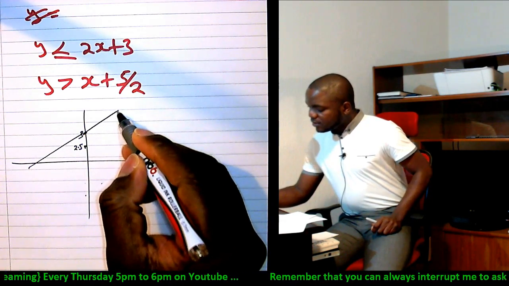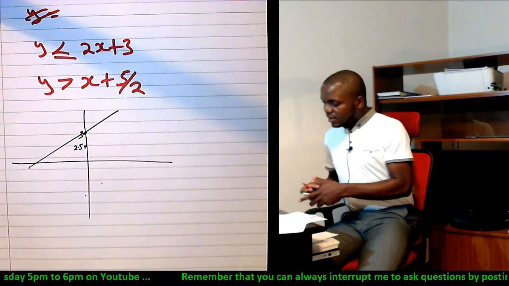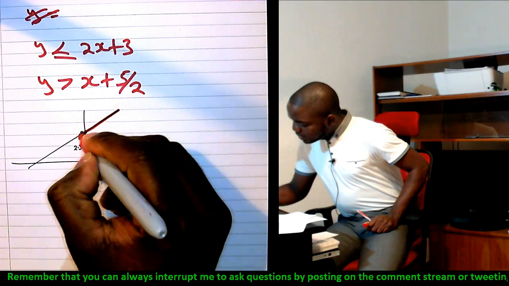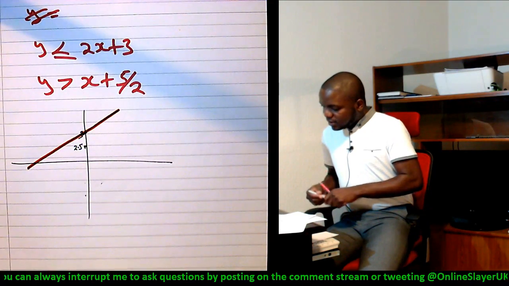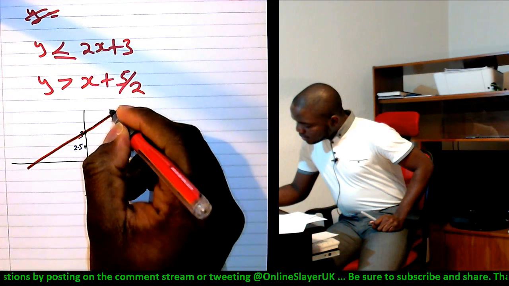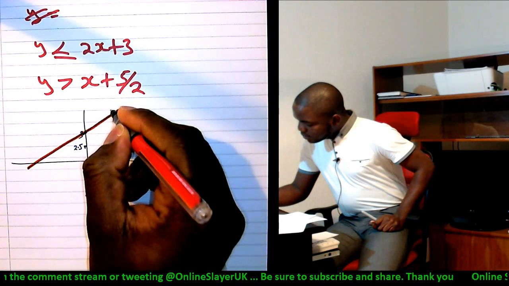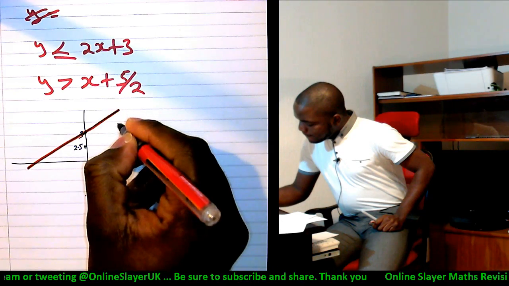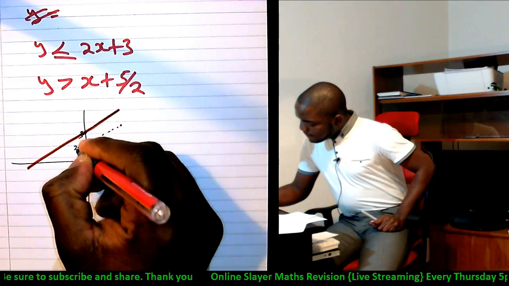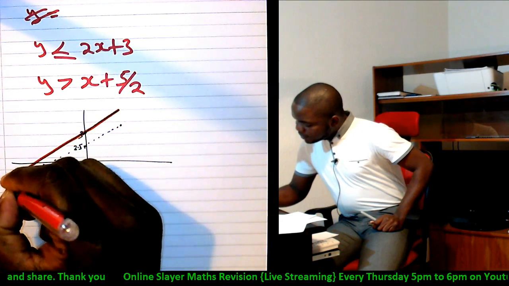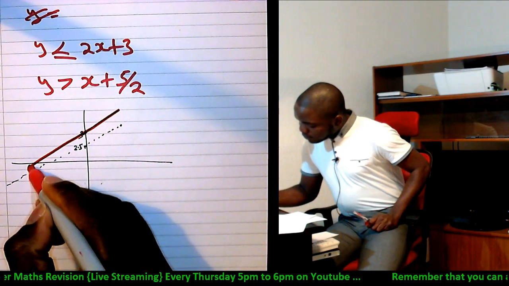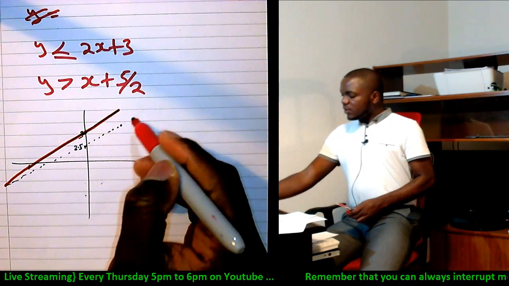Now, this was a solid line because it was less than or equal to, the equality was part of it, so it was a solid line. And this other one was a dotted line. Obviously, they are going to meet somewhere. These were the two lines.